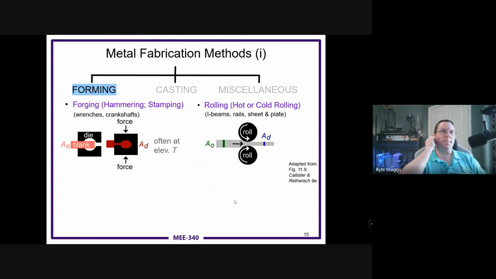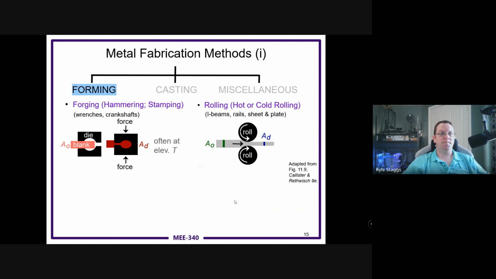So forging, or hammering, and stamping has a blank material set into a die. A high force is created, often at elevated temperatures, just to improve the malleability of the material. And that works fairly well.